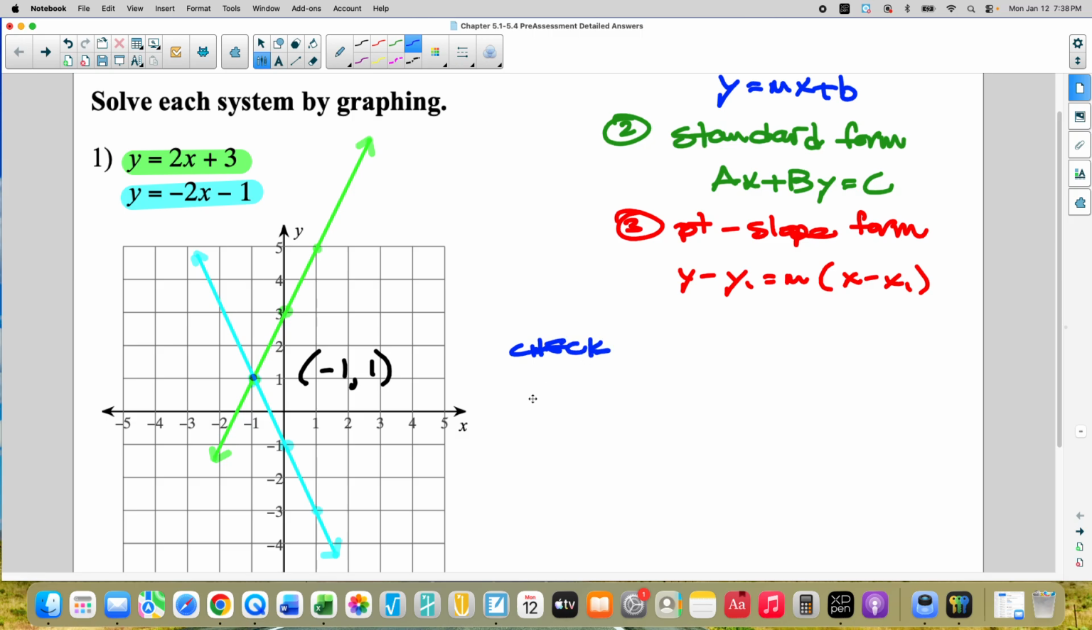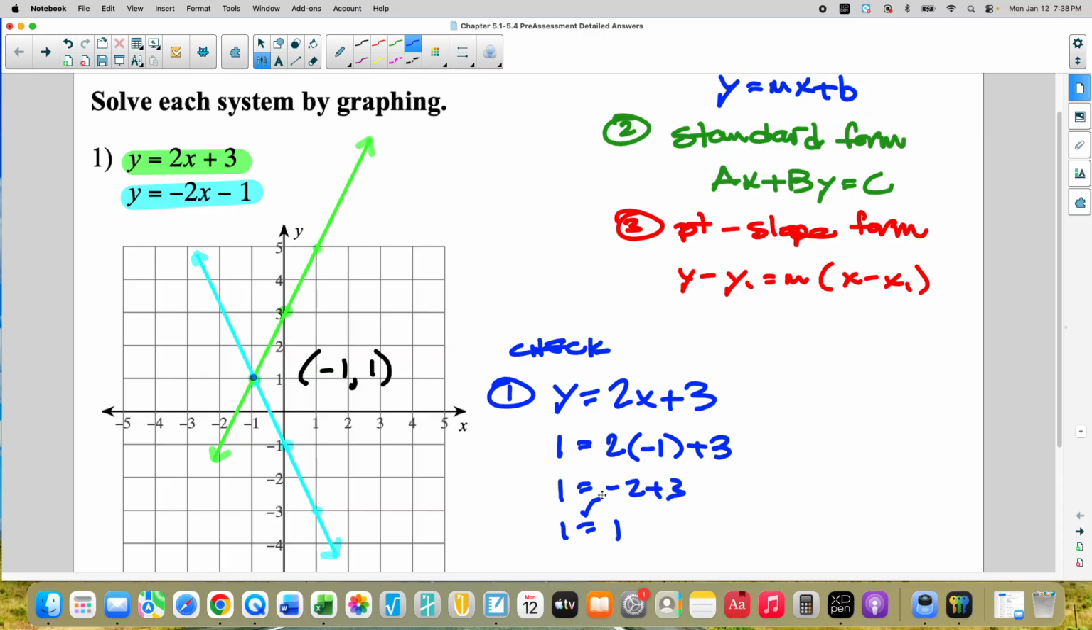we take the original equation. Let's take the first equation. y equals 2x plus 3. And we plug in these values. The y value is 1. The x value is -1. And we get 1 equals -2 plus 3. 1 equals 1. And it works out. And this is checked, different from another aspect that we've done where we get a number equaling a number.